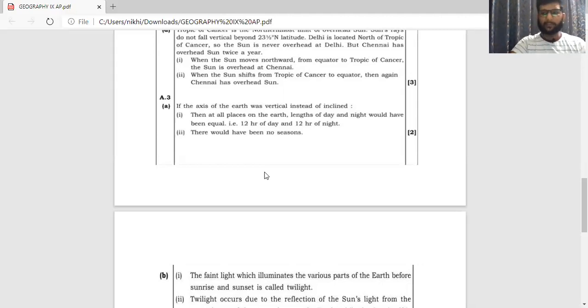But we know that it's not the fact. It's indeed the fact that Earth is inclined at an axis of 23.5 degrees, right? All right, let's go to the next question, children.